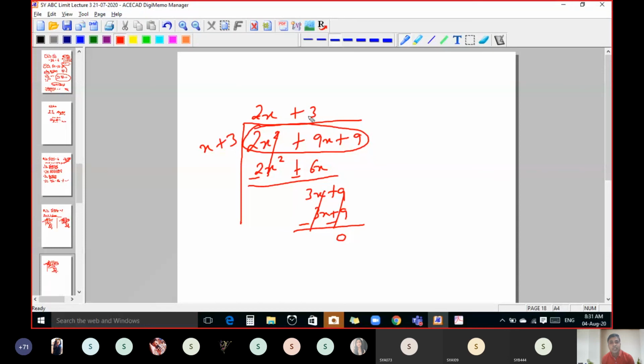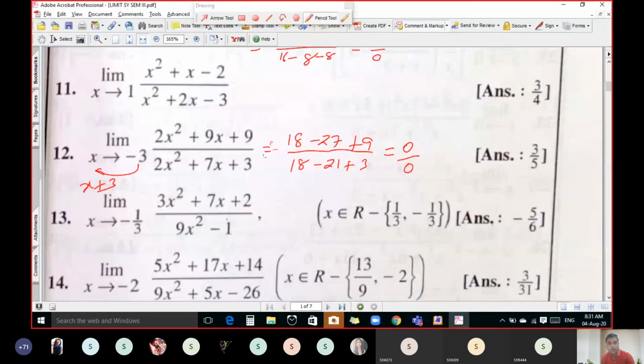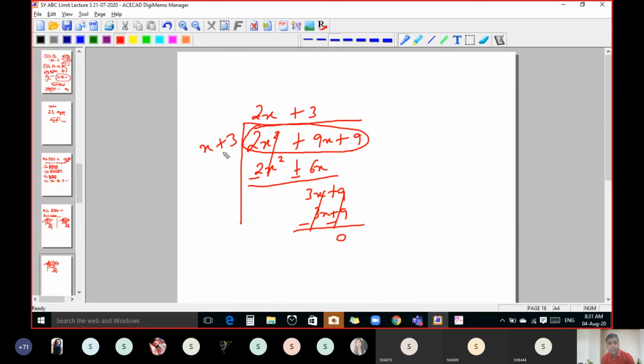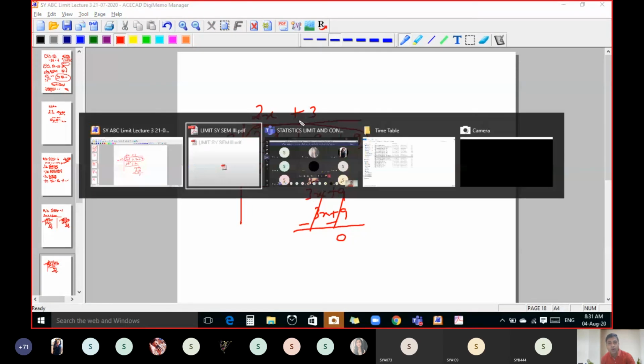So we can say that the factors of this part are x plus 3 and 2x plus 3. So the factor of this is x plus 3, and the other factor is 2x plus 3. That is the factor. So one factor is x plus 3, second one is 2x plus 3.